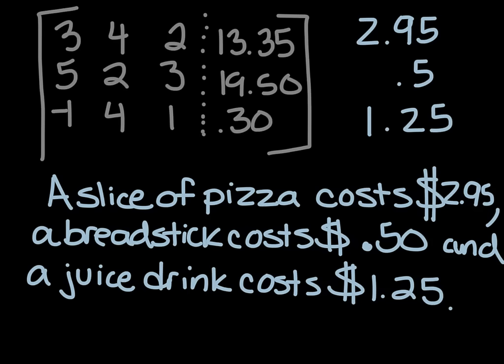So we will say a slice of pizza costs $2.95, a breadstick costs 50 cents, and a juice drink costs $1.25. And that's the end.